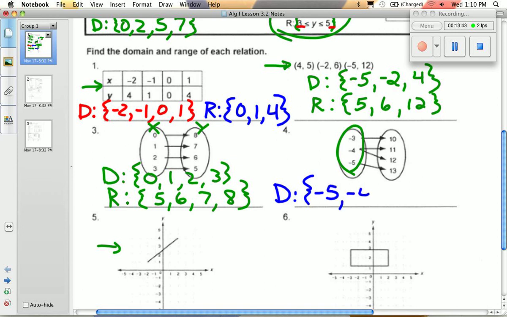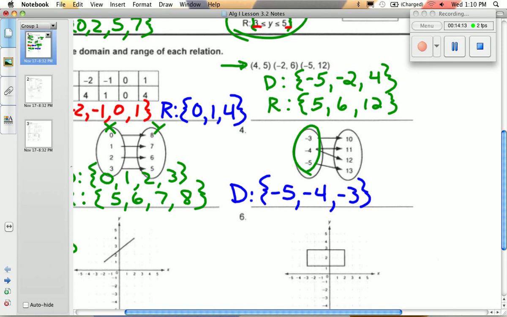I hope you're starting to notice that however many members there are in the oval in the map, there's that many members in the domain. However many members there are in the oval for the range, there's that many members in the range for the set notation also. In other words, they don't do any repeating in a mapping diagram, just like we don't do any repeating in the domain and range, do we? So what's the range for this one? 10, 11, 12, and 13. Yeah, all 4 of those.